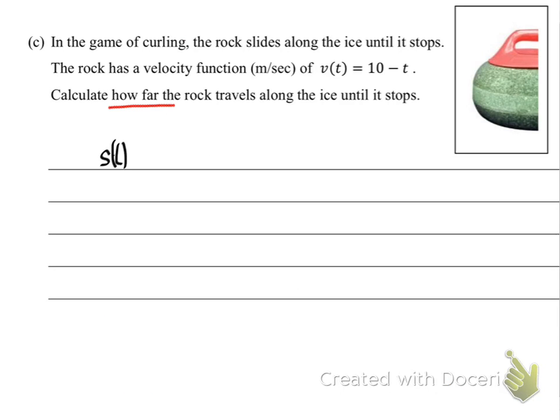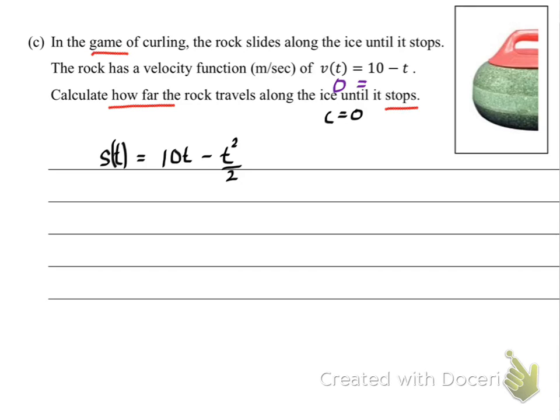Here we're given the velocity and we want the distance. So we take the velocity equation, we add 1 to the power, divide by the new power, and add a constant. Now in this game, you're going to start and you're going to bowl the curling stone or whatever it is. C would equal 0 because the time is 0. So we can get rid of the C.